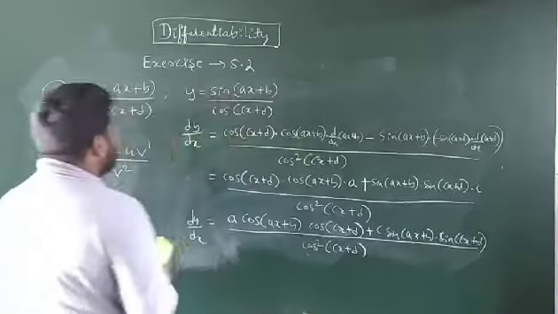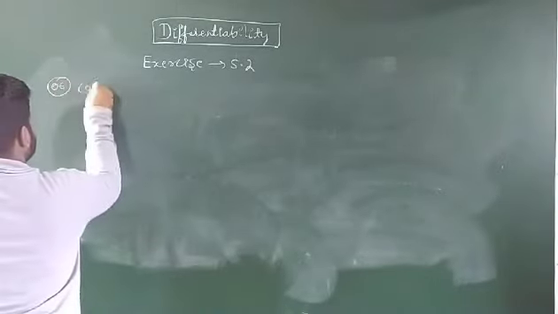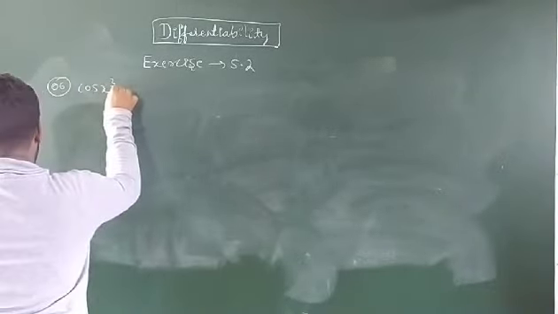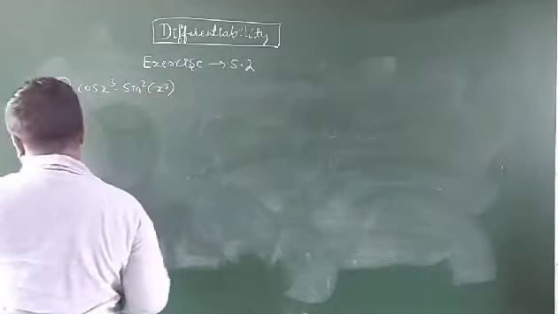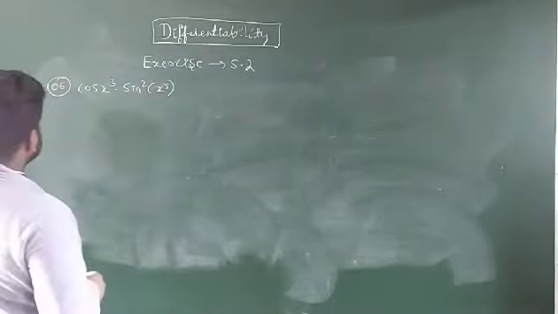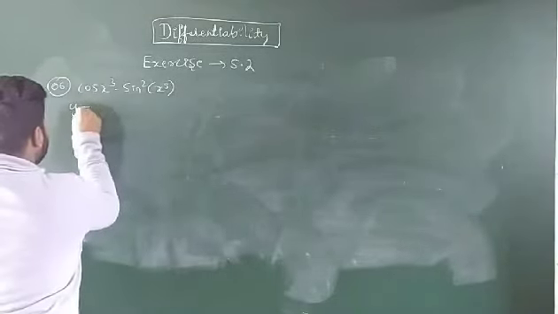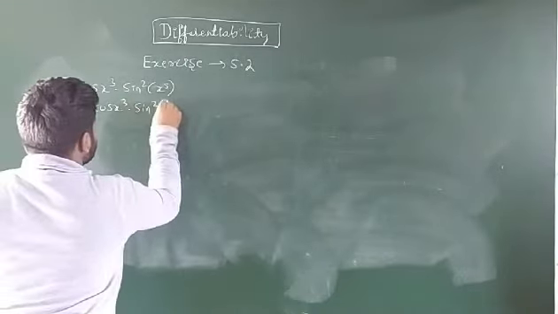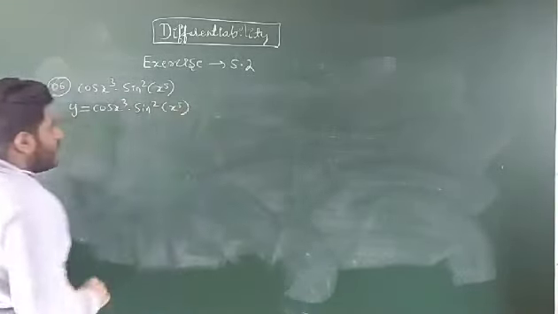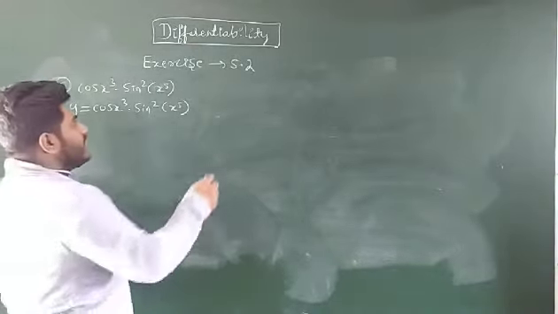Sixth NCERT example of the exercise: cos x cube into sin square x raised to 5. So this is the sixth example. Let us take the given function as y equal to cos x cube into sin square x raised to 5. So we have to find the derivative of y. To this we should apply the UV rule.